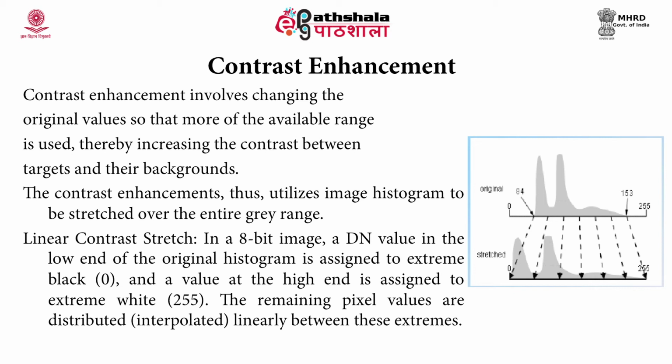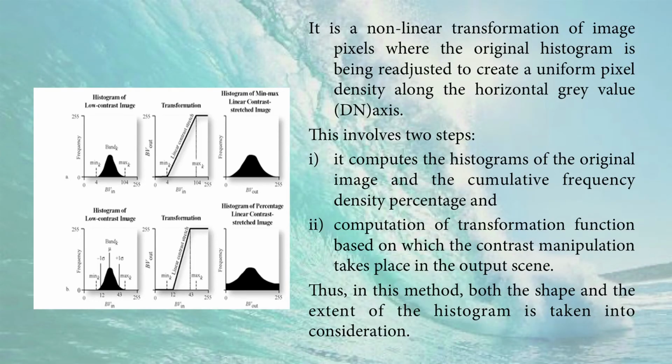In linear contrast stretch of an 8-bit image, a DN value in the low end of the original histogram is assigned to extreme black and a value at the high end is assigned to extreme white. The remaining pixel values are distributed linearly between these two extremes. The histogram equalization stretch is a non-linear transformation of image pixels where the original histogram is adjusted to create a uniform pixel density along the horizontal gray value axis.